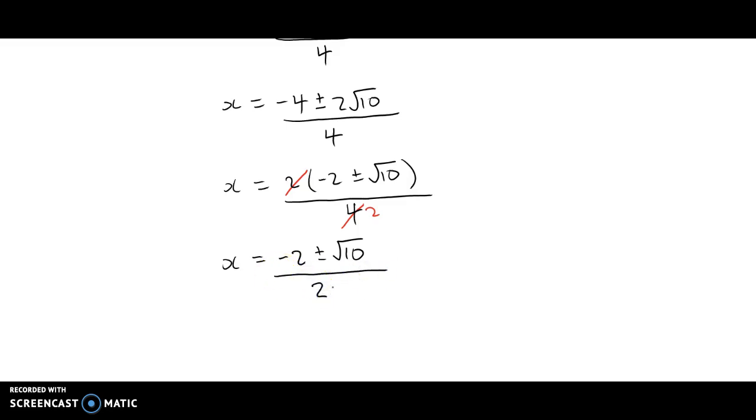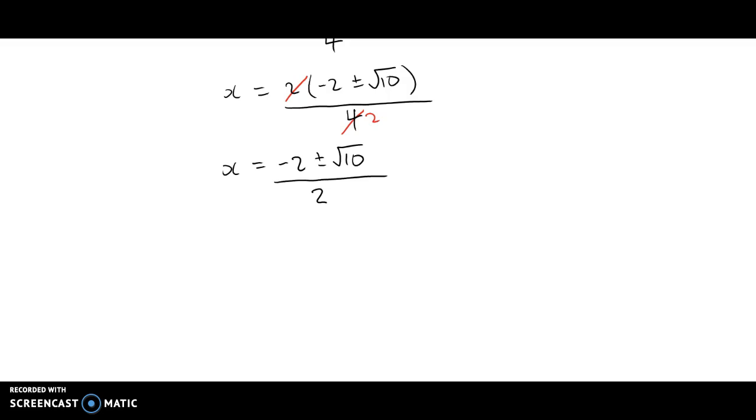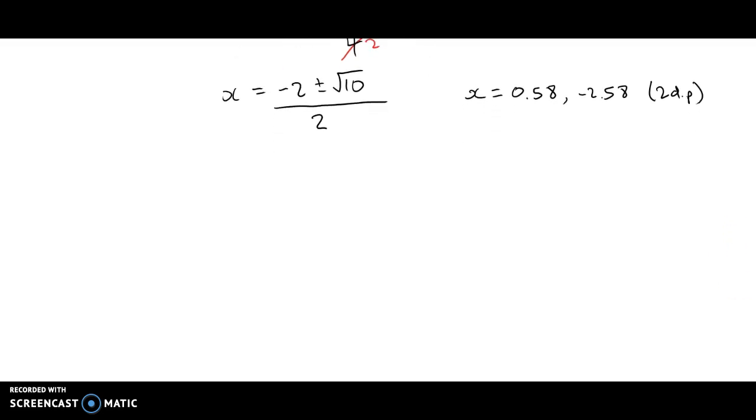Now, in terms of labeling our x-intercepts, the question might specify that you can round your answer to 2 decimal places. So I'll just go ahead and do that now for us. X equals 0.58 and minus 2.58 to 2 decimal places. Alrighty, so we've got our y-intercept, we've got our two x-intercepts.